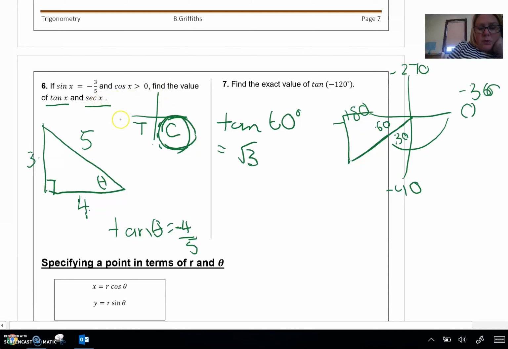Sec is 1 on cos. So cos would be adjacent on hypotenuse. So sec is hypotenuse on adjacent. But because it's in the quadrant where cos is positive, sec is positive too, so the answer doesn't change to negative.